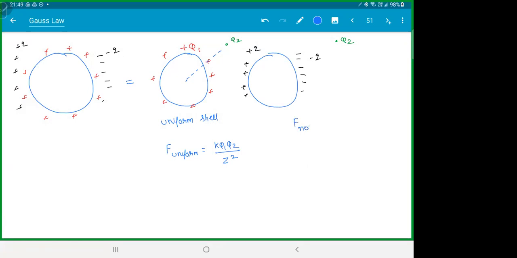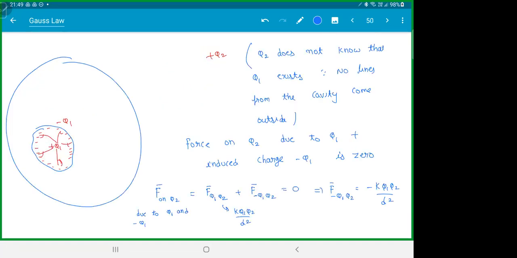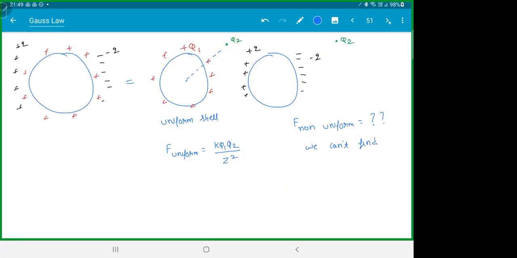What about this thing? The force due to the non-uniform? We can't find it. There's no answer for this. If you have a non-uniform distribution, the previous case was an exception. Even though it was non-uniform, because of the shielding effect, you could find the answer. But if the non-uniform charge came on the outside, you couldn't do anything. I hope the logic was clear. You can find a part of the answer, but you can't find the force due to the non-uniform distribution. So the last part, you can't solve the question.